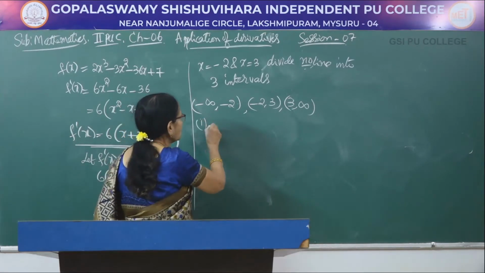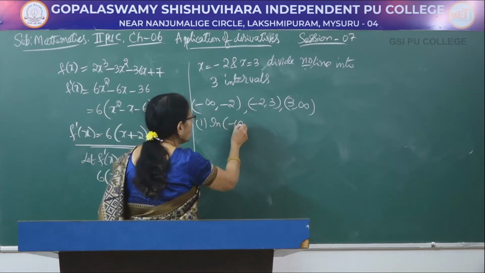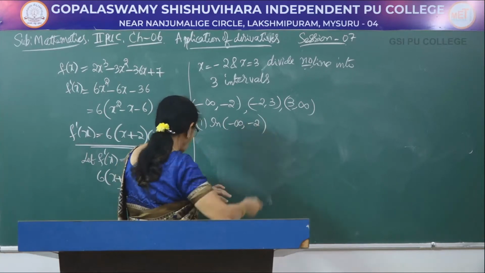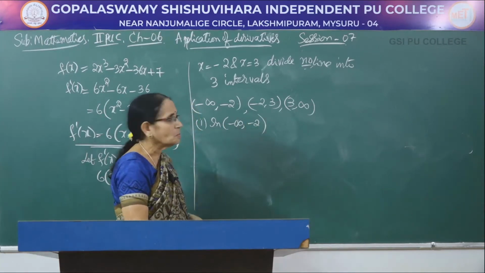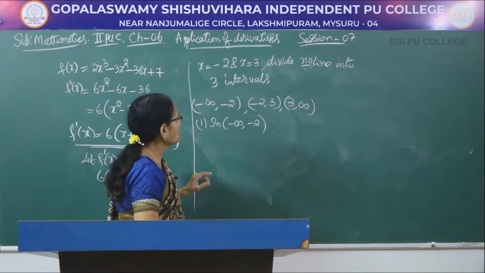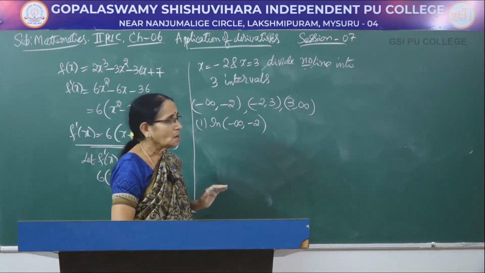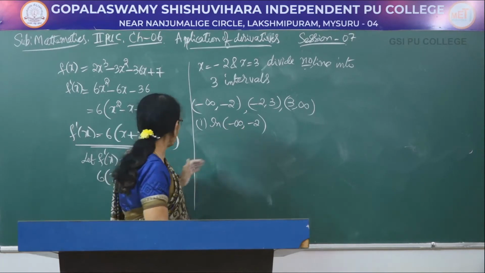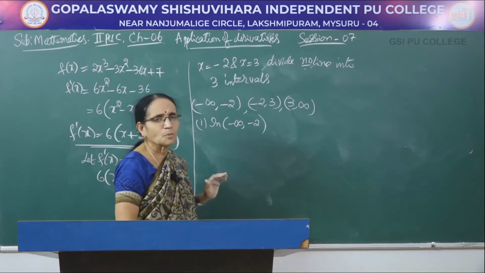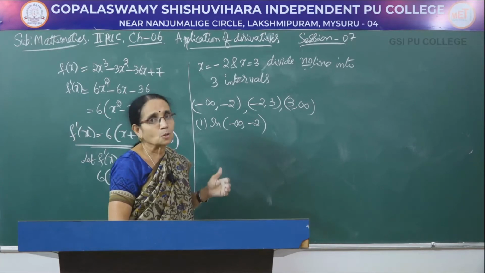First, let me take the first interval, minus infinity to minus 2. Now, look here. I have to give a value. By looking at the first derivative, we find it difficult to get the conclusion.